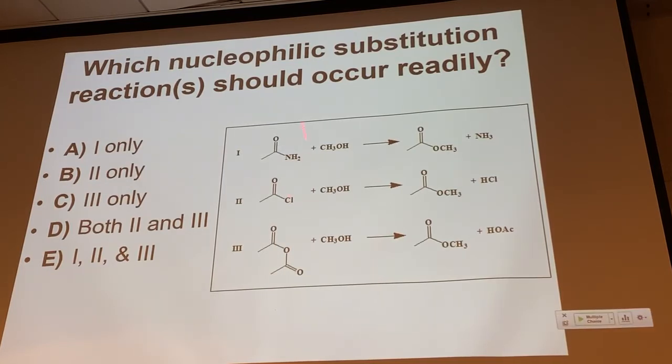Number 1, reacting an amide with an alcohol to get an ester. Will that work? No, that won't work. The nitrogen, this is a better leaving group than that.